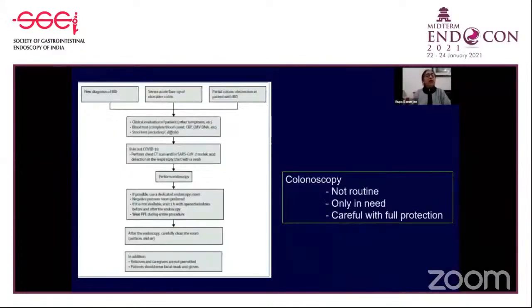Overall, whatever it be, a new diagnosis of IBD, severe acute flare-up of ulcerative colitis, or partial colonic obstruction in patients with IBD, rule out COVID-19. Colonoscopy should not be routine. Colonoscopy only if needed, and if needed, carefully with full protection in a dedicated endoscopy room, negative pressure room preferred.